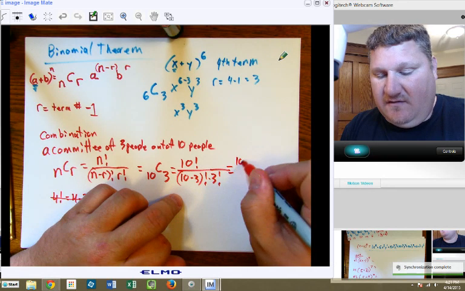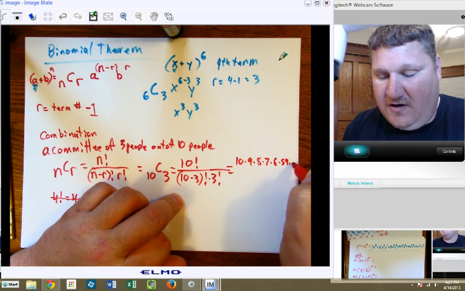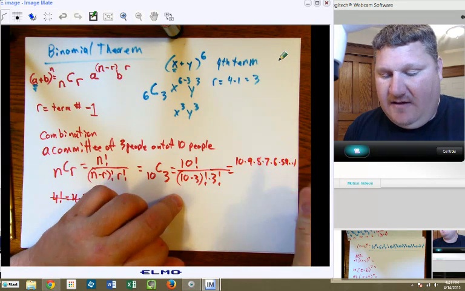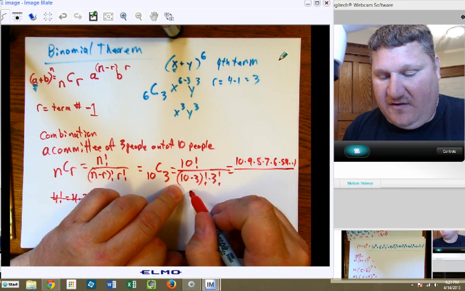Now, 10 factorial is 10, 9, 8, 7, 6, 5, 4, and so on down to 1. Okay, in this case, on the bottom, we have 10 minus 3 factorial, which is 7 factorial.